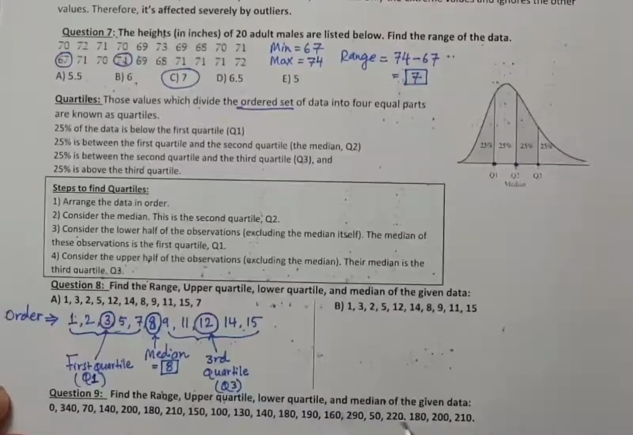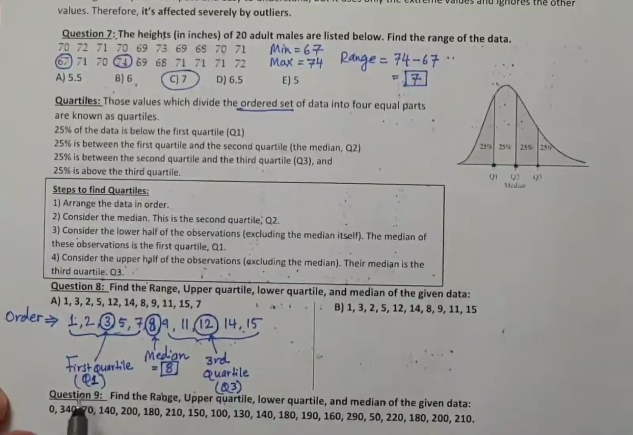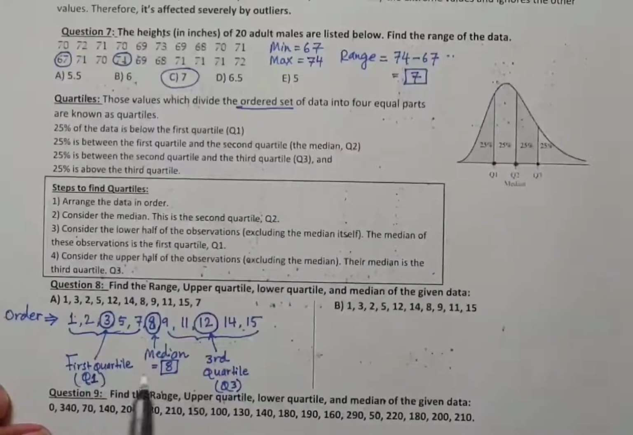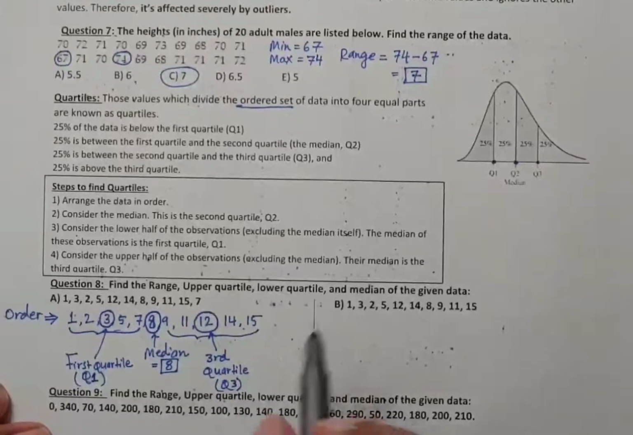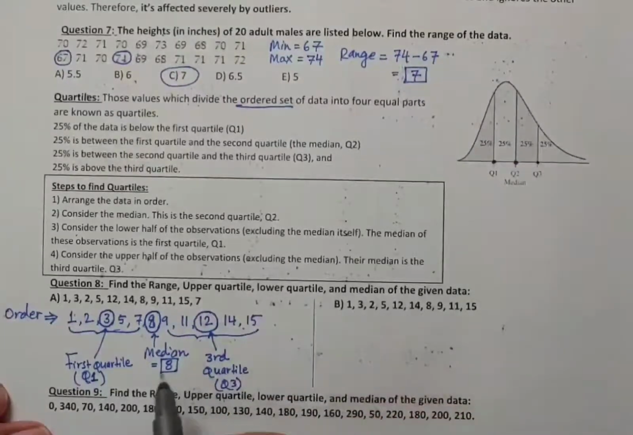So we get the lower quartile. The first quartile is called the lower quartile. The second quartile is called the median. The third quartile is called the upper quartile. The lower quartile is 3. The second quartile is 8. The third quartile is 12. And the median is 8.